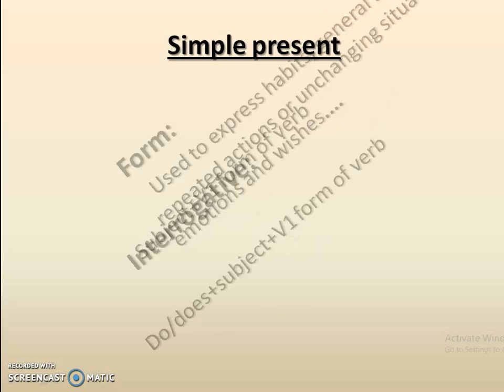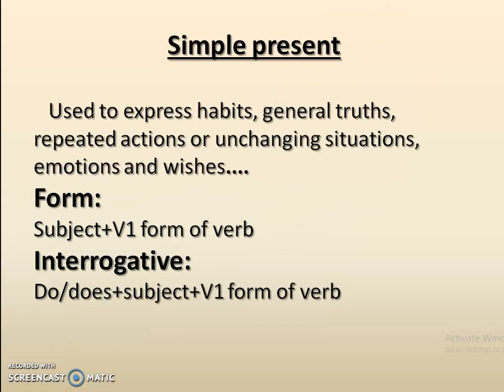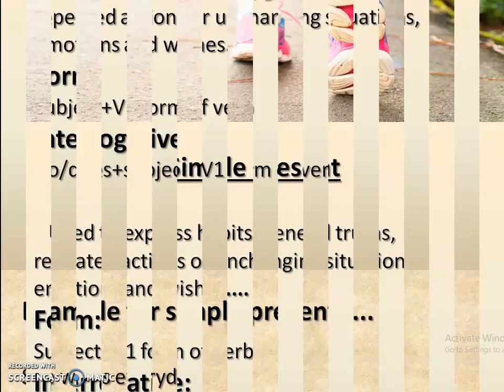Simple present. It is used to express habits, general truths, repeated actions or unchanging situations, emotions, and wishes. The form: subject plus V1 form of verb. In the interrogative sentence, the form is do or does plus subject plus V1 form of verb.